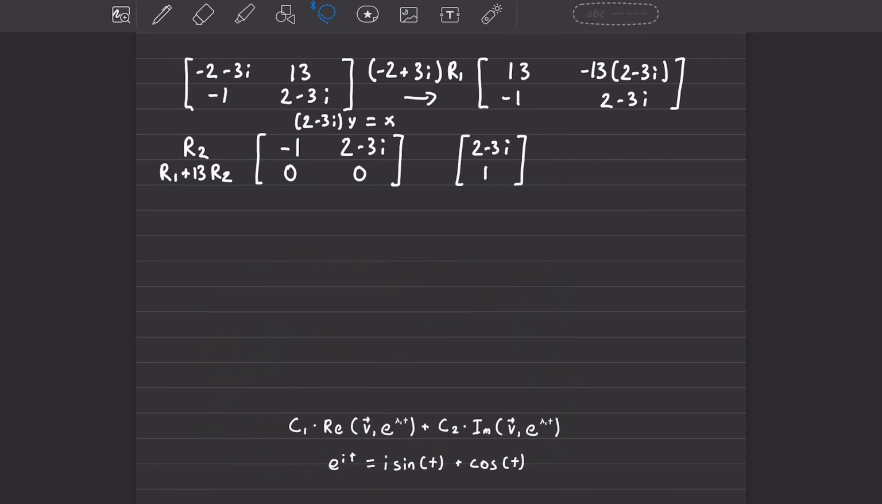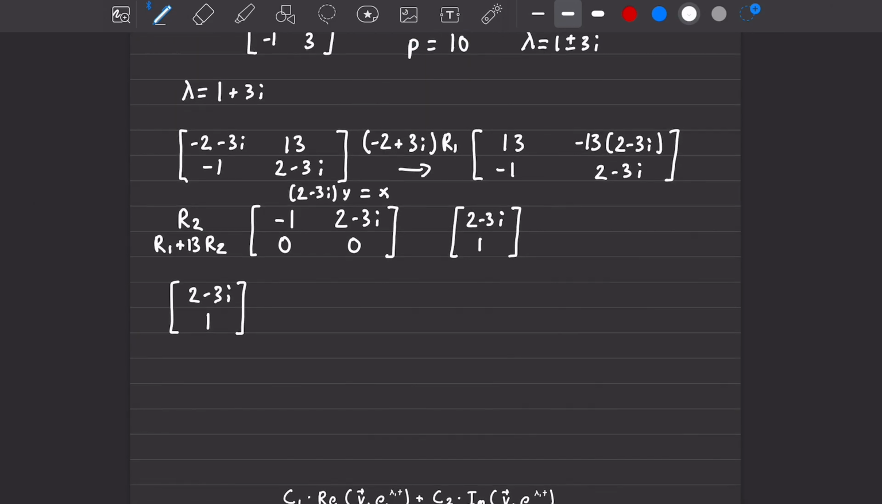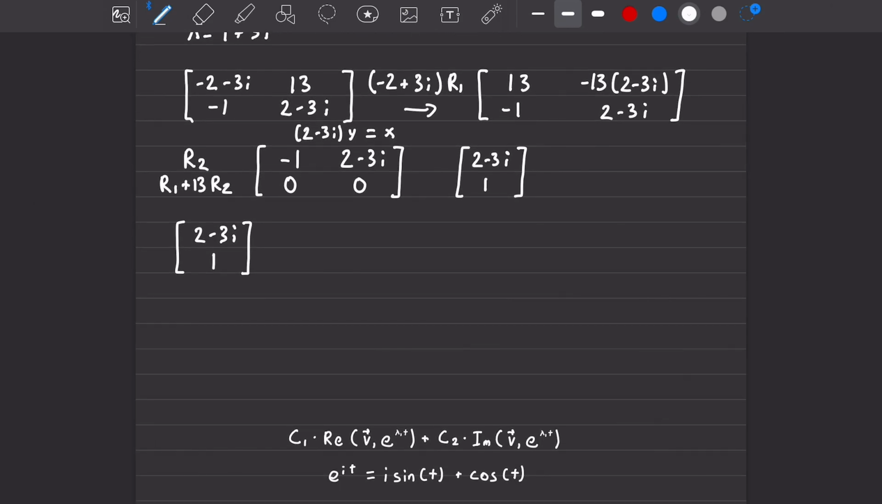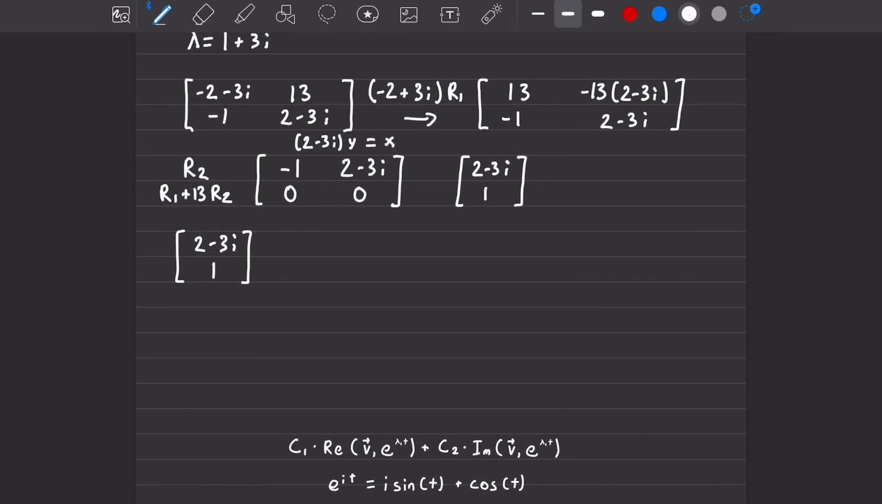So now we're really in our final stages over here, right? So I'm going to write out, we have 2 minus 3i times 1, and that's going to be multiplied by our eigenvalue, which is e to the 1 plus 3i. So I'm going to rewrite that quite a bit, right? I'm going to say e to the t, and then we have e to the 3it, so that then we can rewrite as cosine of 3t plus i sine of 3t.